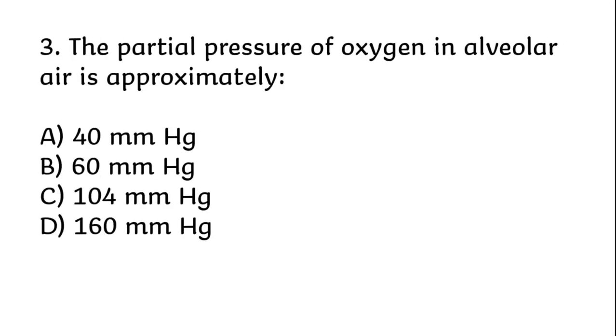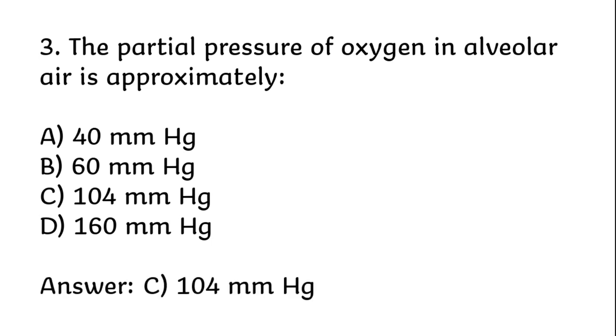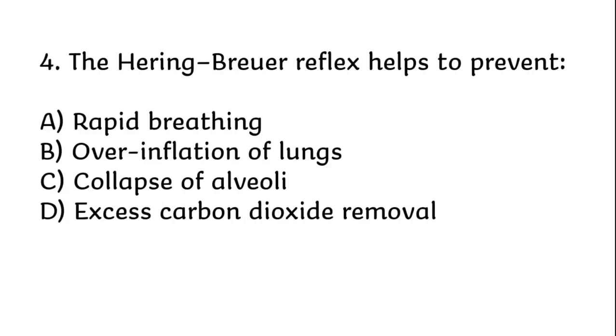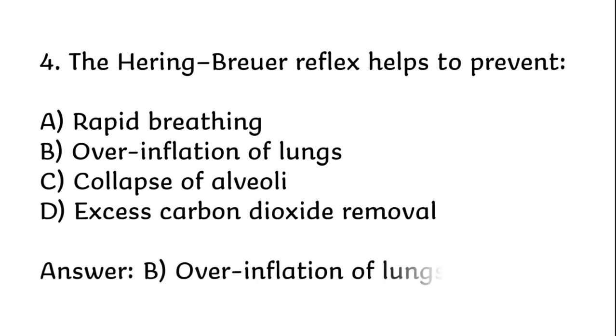The partial pressure of oxygen in alveolar air is approximately. Correct answer is 104 mm Hg. The Hering-Breuer reflex helps to prevent. Correct answer is overinflation of lungs.